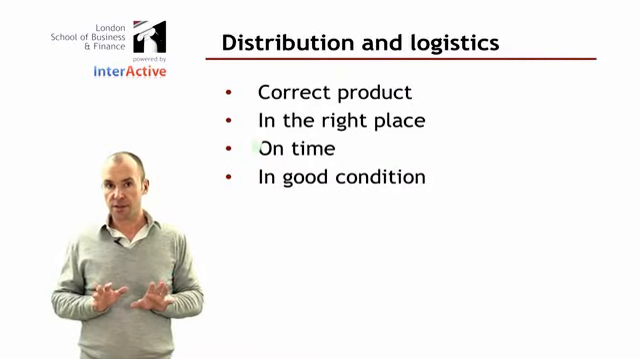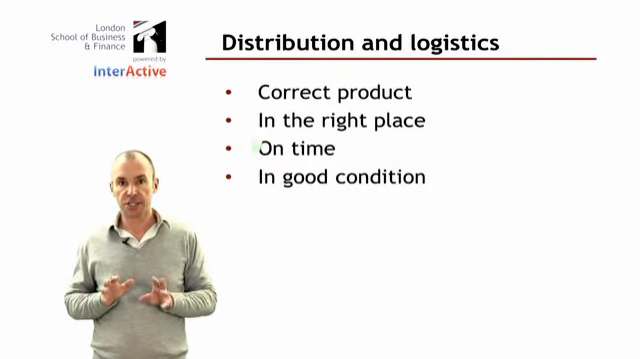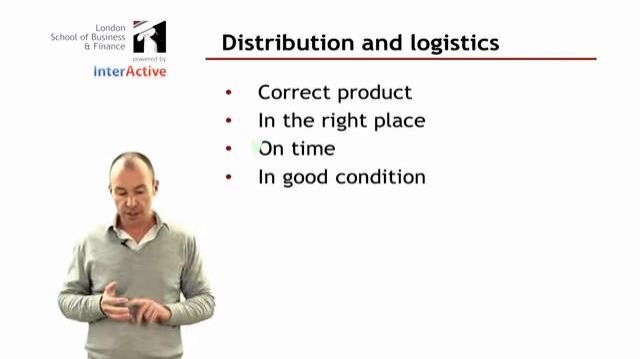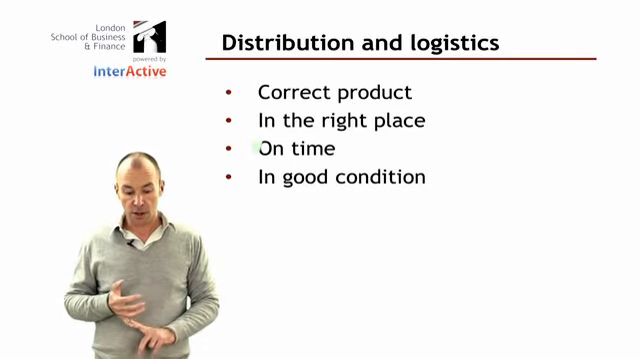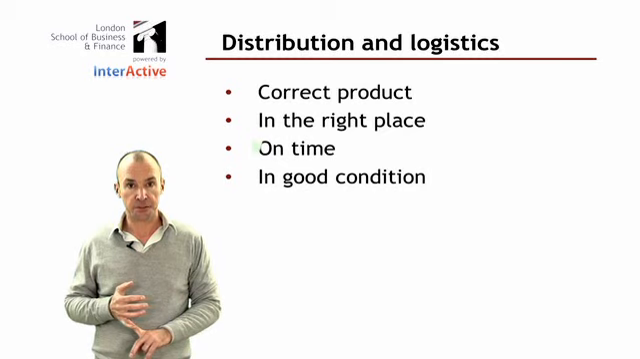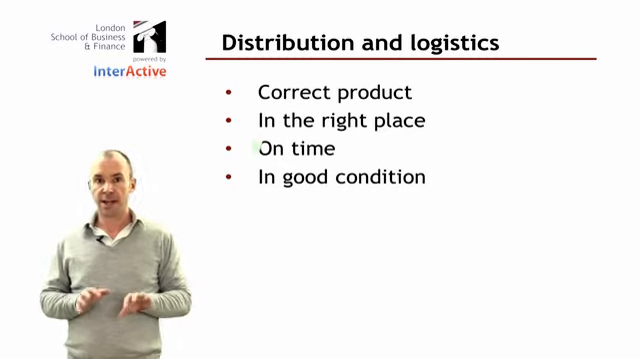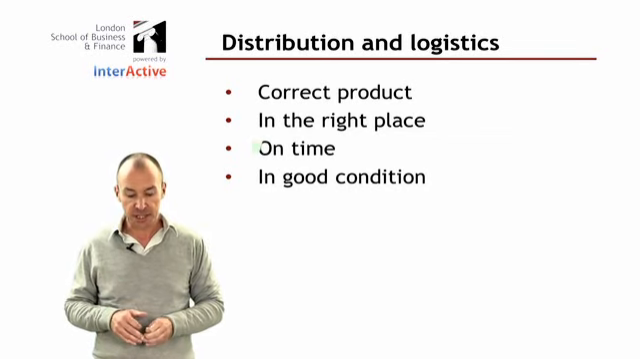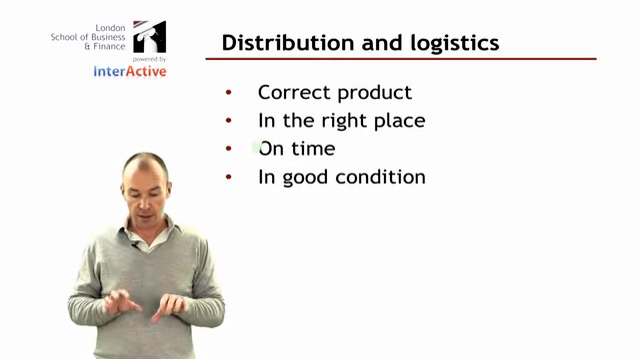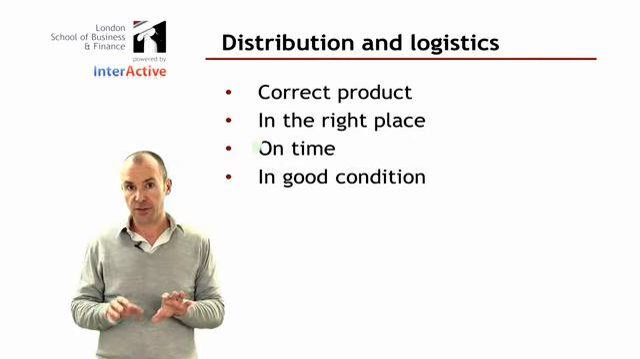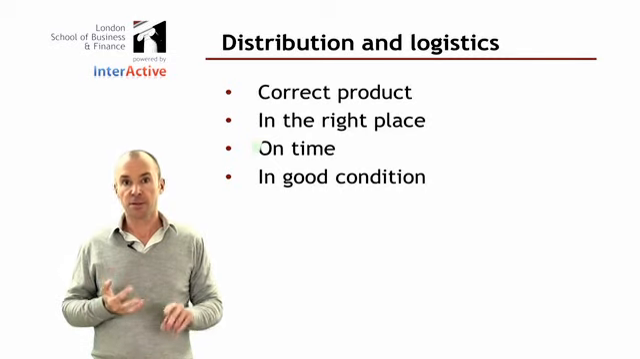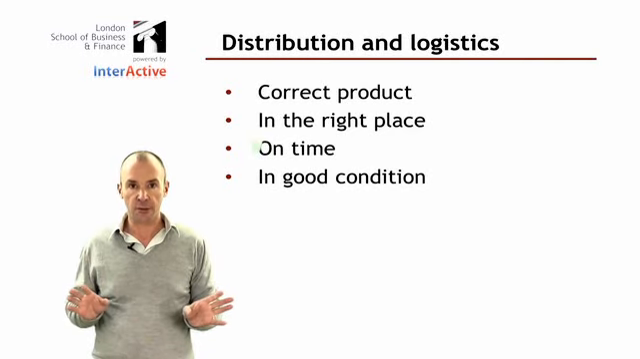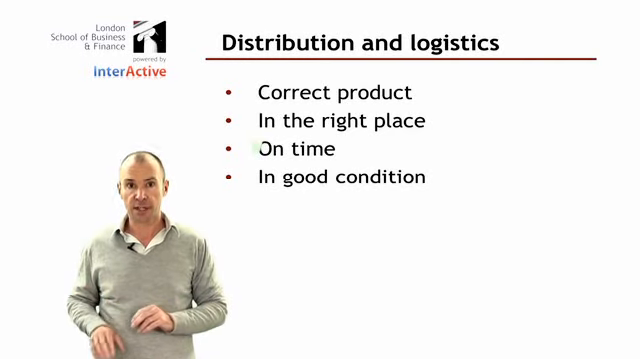Okay, some definitions first. What distribution and logistics is really all about is having the correct product in the right place, on time, and in good condition. If we fail to meet any of these conditions, we've essentially failed in the challenge of distribution and logistics. What you have here in just these four areas is a lot of physical distribution, a lot of technology, organization, people management, global networks. There is a huge amount in this area.